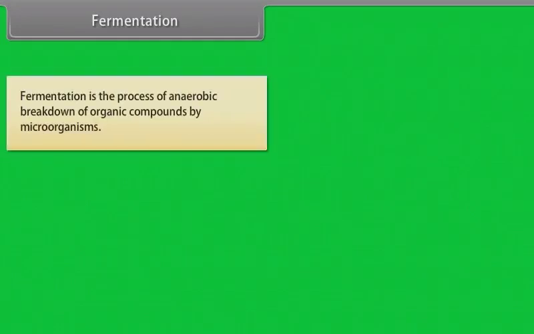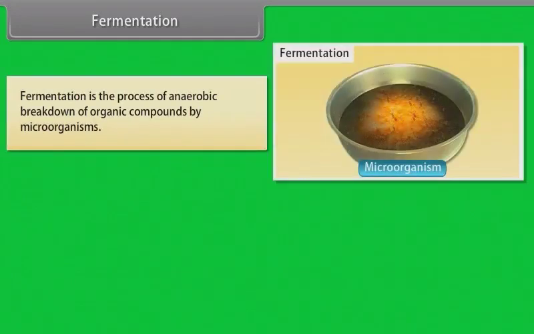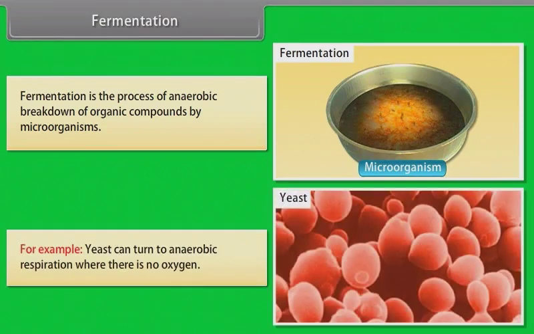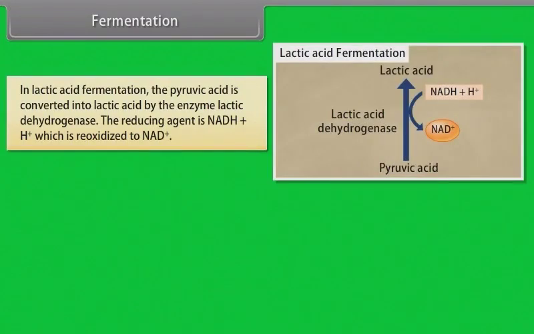Fermentation. Fermentation is the process of anaerobic breakdown of organic compounds by microorganisms. For example, yeast can turn to anaerobic respiration where there is no oxygen. In lactic acid fermentation, the pyruvic acid is converted into lactic acid by the enzyme lactic dehydrogenase. The reducing agent is NADH plus H+, which is reoxidized to NAD+.